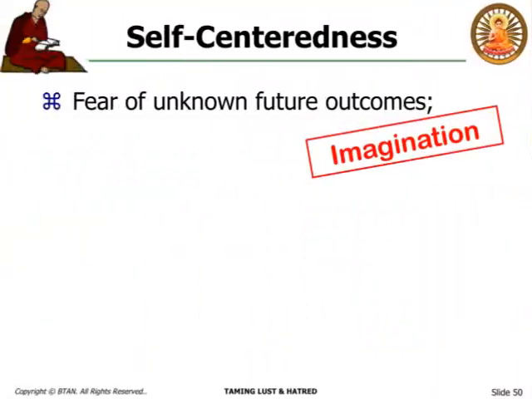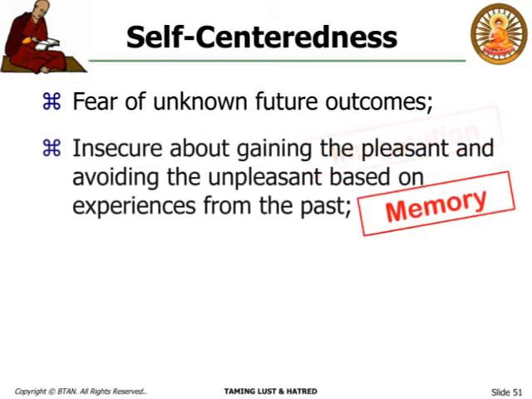Now, this intention is self-centered in nature. How is it self-centered? It is self-centered because, firstly, this intention could be the result of fear of the unknown, right? Of future outcomes. Not knowing what's going to happen next. So now we have certain fear, and that leads to a certain intention. And this is really because of our imagination. Our mind begins to wander off.